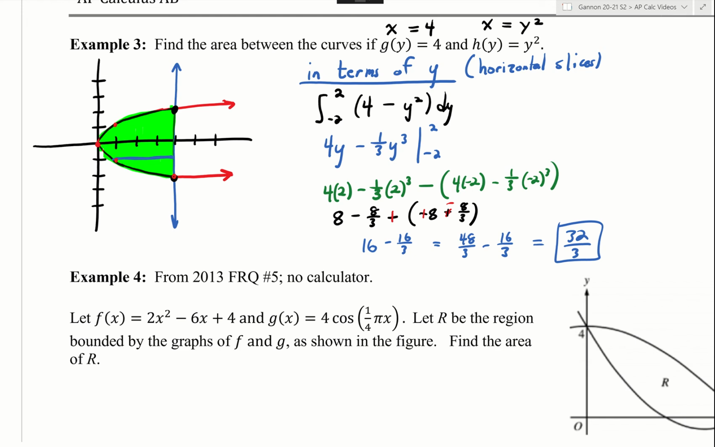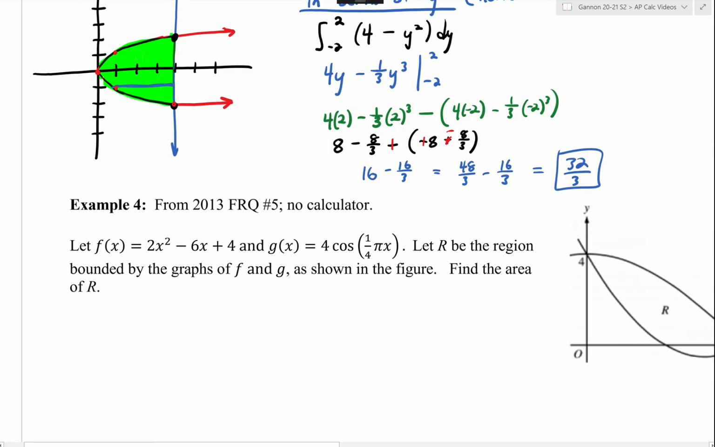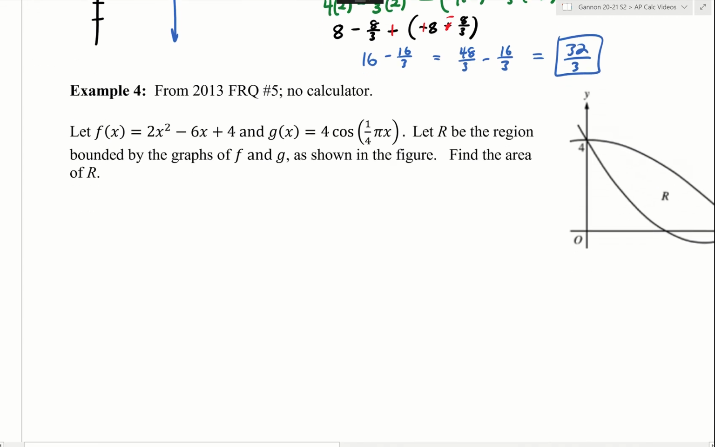All right. Let's go ahead and move on to example 4. And you'll kind of notice this is an FRQ from 2013. It was FRQ number 5, which means it is a non-calculator problem. So that's important for you to know. When can you use a calculator, when can you not? So let's see what it says.